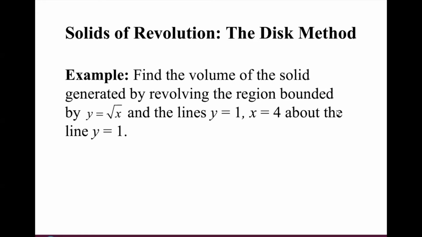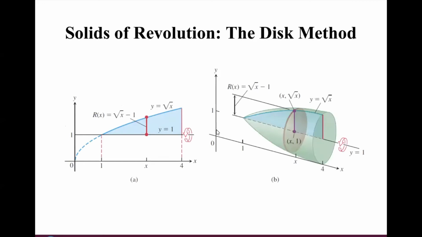All right, so in the next example, we'll find the volume of the solid generated by revolving the region bounded by y equals the square root of x and the lines y equals 1 and x equals 4 about the line y equals 1. So here's an example where the axis of revolution is not the x-axis. Those generally take a little bit more thought. In fact, let me switch over to the tablet right now so you can see some more explanation of what you're looking at here.